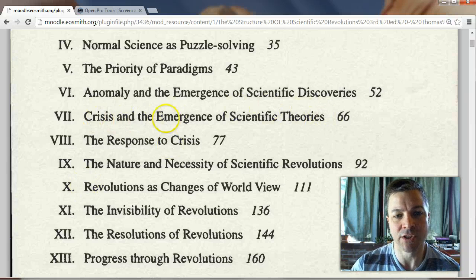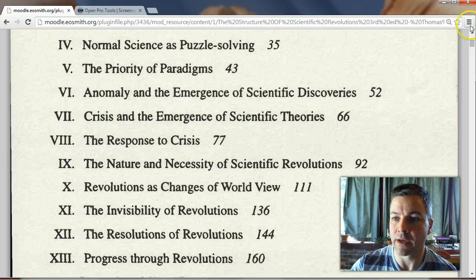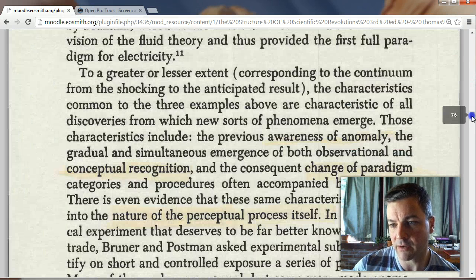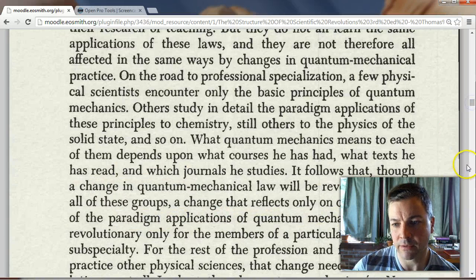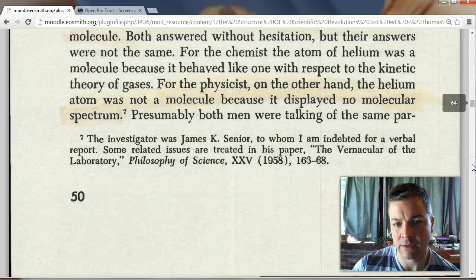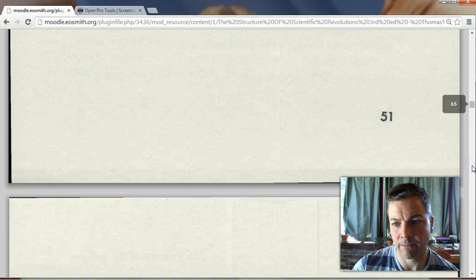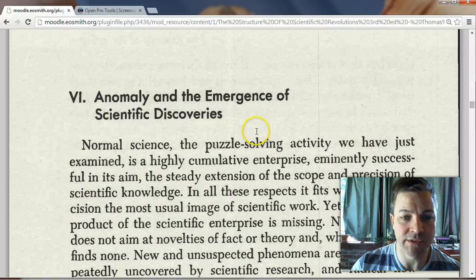So let's go to page 52 here to check out chapter 6. And I want to kind of model for you how to work through a difficult technical chapter. Okay, and this is, I think, on the PDF, around page 65 or so. There we go. Page 66, Anomaly and the Emergence of Scientific Discoveries.